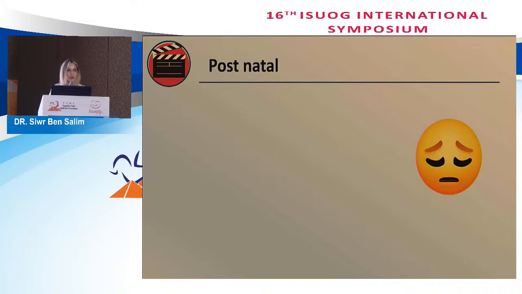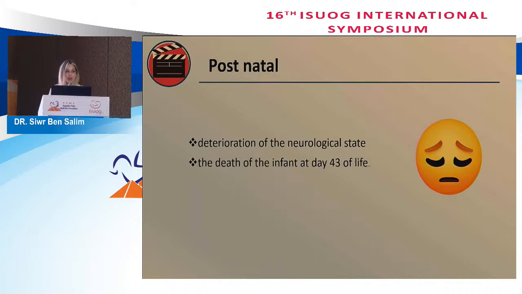The result was a protein C deficiency. Postnatal evolution was marked by a deterioration of the neurological state, leading to the death of the baby at 43 days of life.